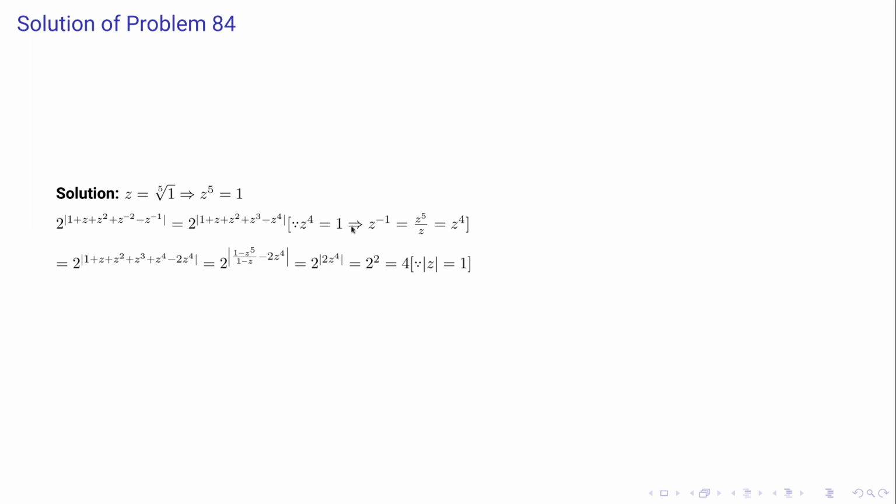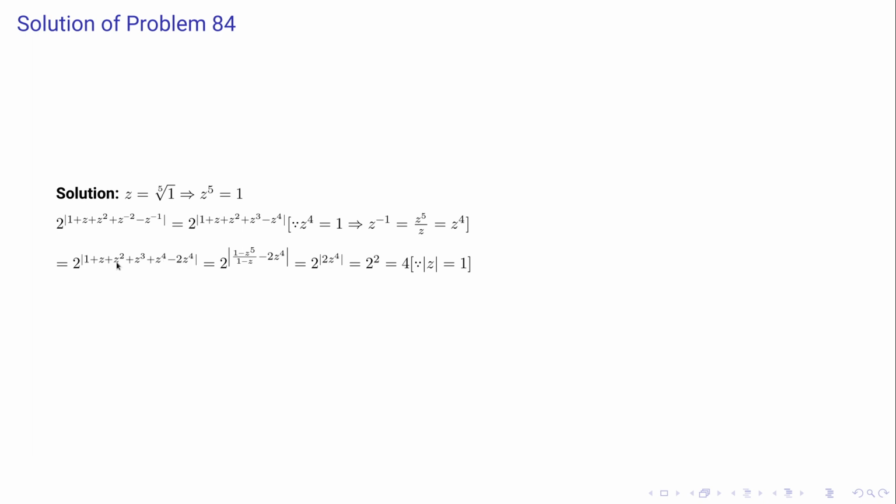Z to the power 5 is 1, so z to the power minus 1 is z to the power 5 by z, which is equal to z^4. And similarly z to the power minus 2 is z cubed. Now we add z to the power 4 and subtract also, so we get 1 plus z squared plus z cubed plus z to the power 4 minus 2z to the power 4.